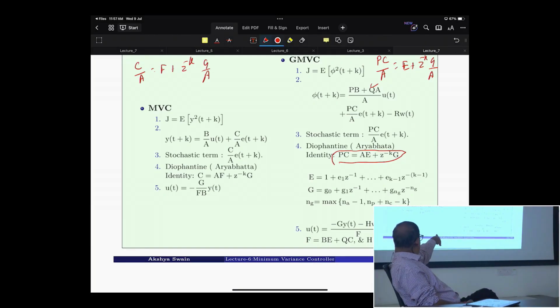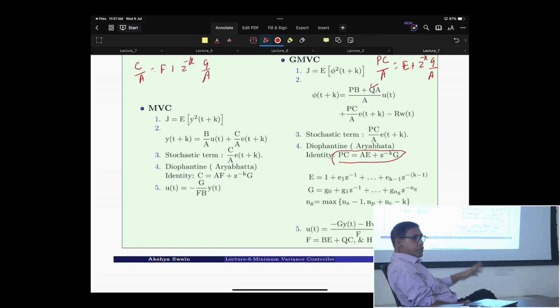Now the control law will be u(t) is equal to minus G y minus S w by F, where F is defined as F is equal to B E plus Q C, and H is equal to minus R C, right?